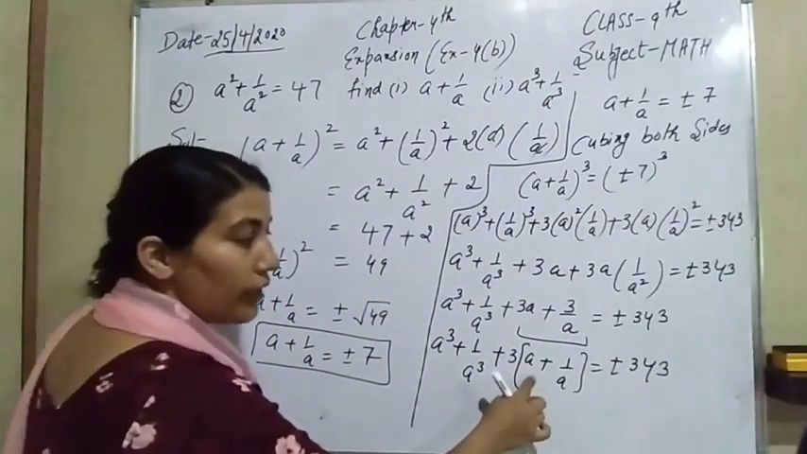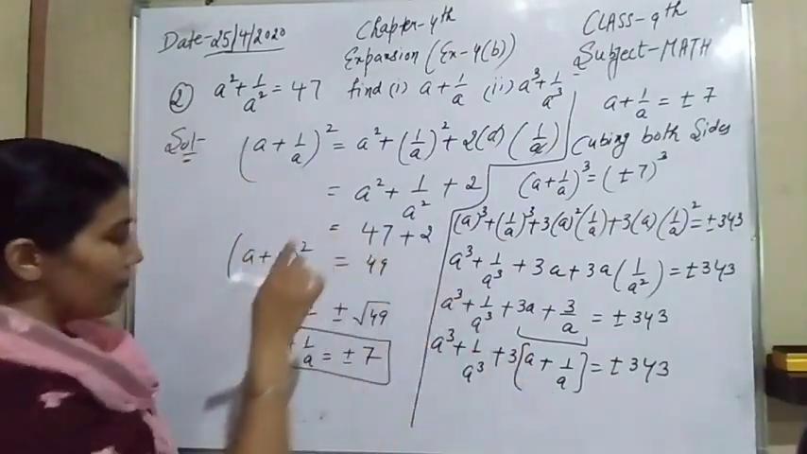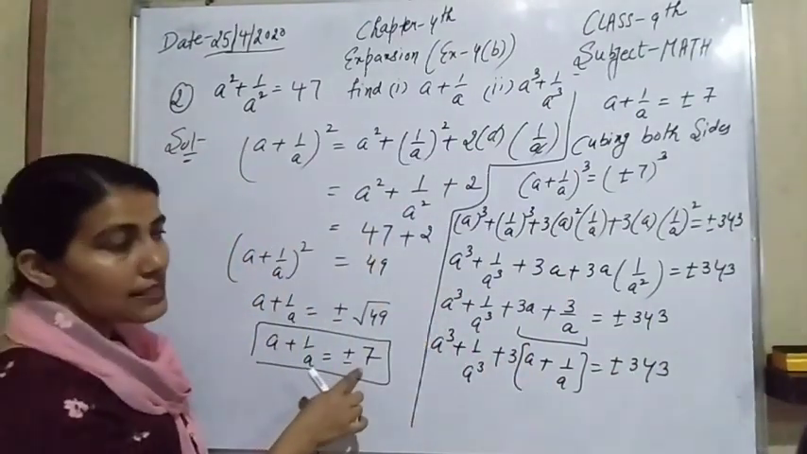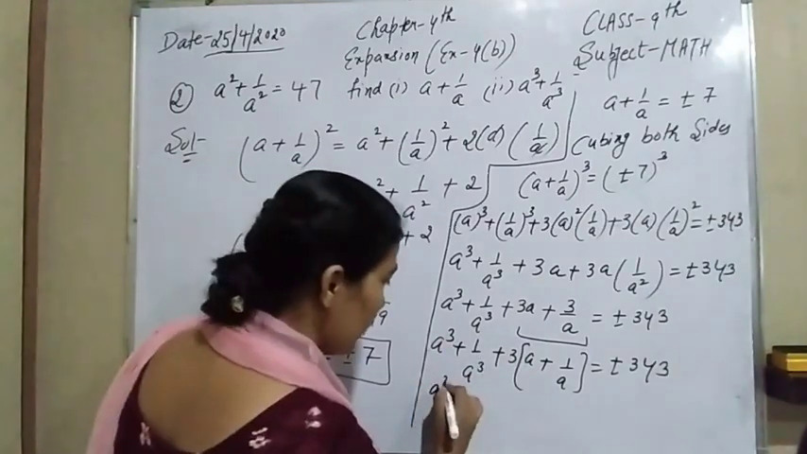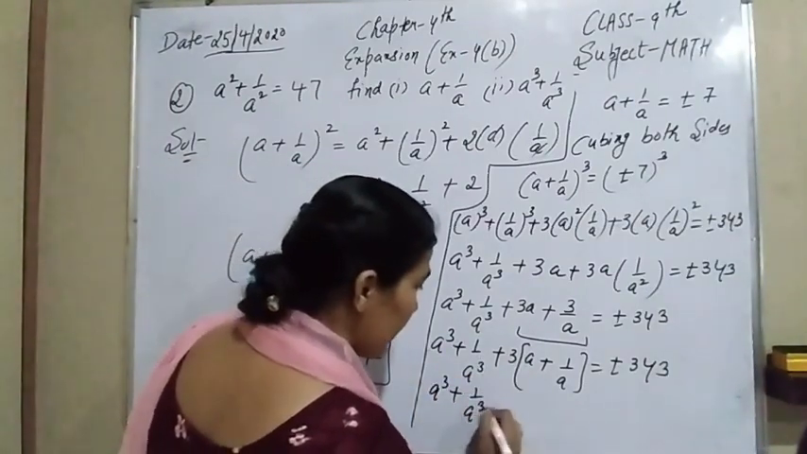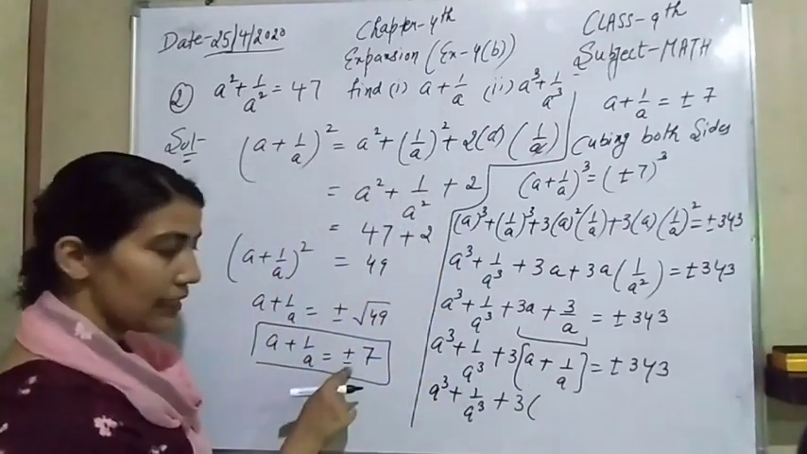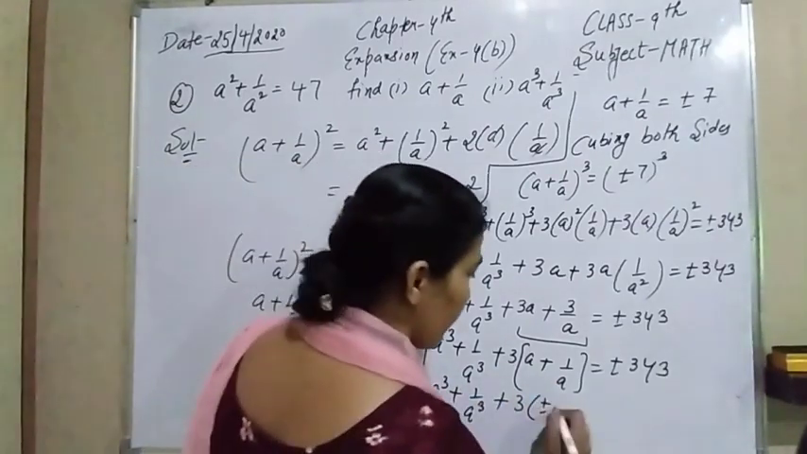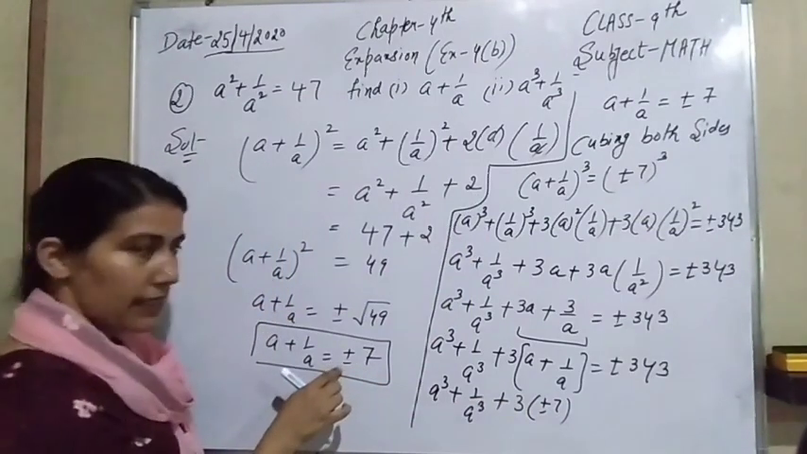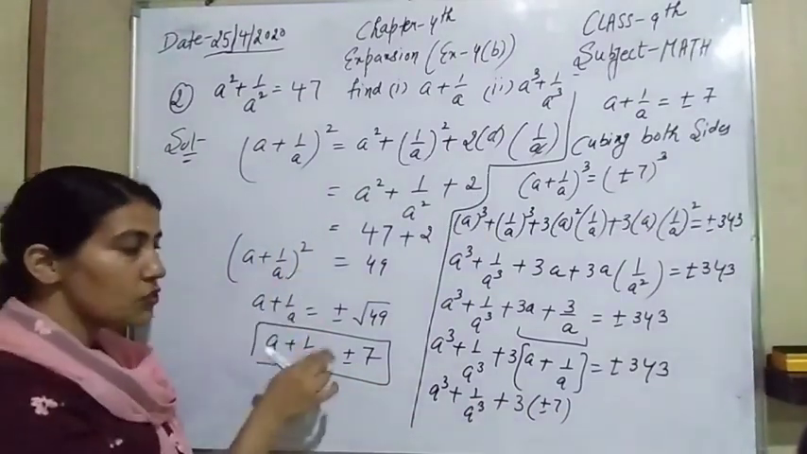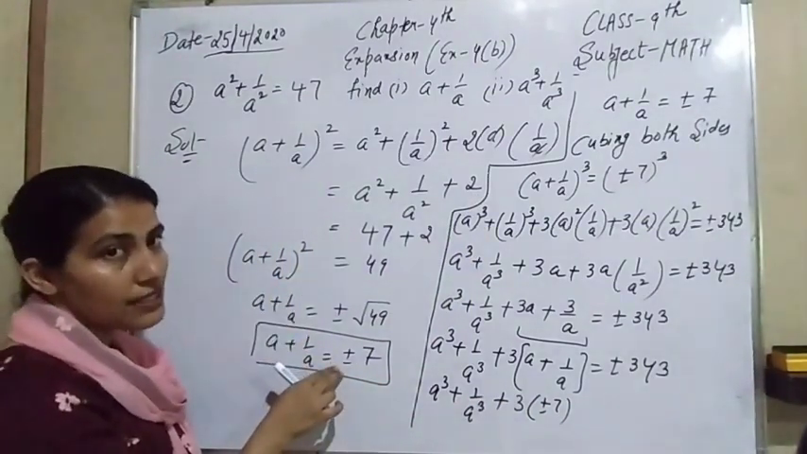Now we already know the value of a plus 1 over a, that is plus minus 7. Now put the value: here is a cube plus 1 over a cube plus 3 as it is, and the value of a plus 1 over a, that is plus minus 7. Why am I putting plus minus 7 here? Because it's a quadratic equation, that means two values are there, one is positive, one is negative.